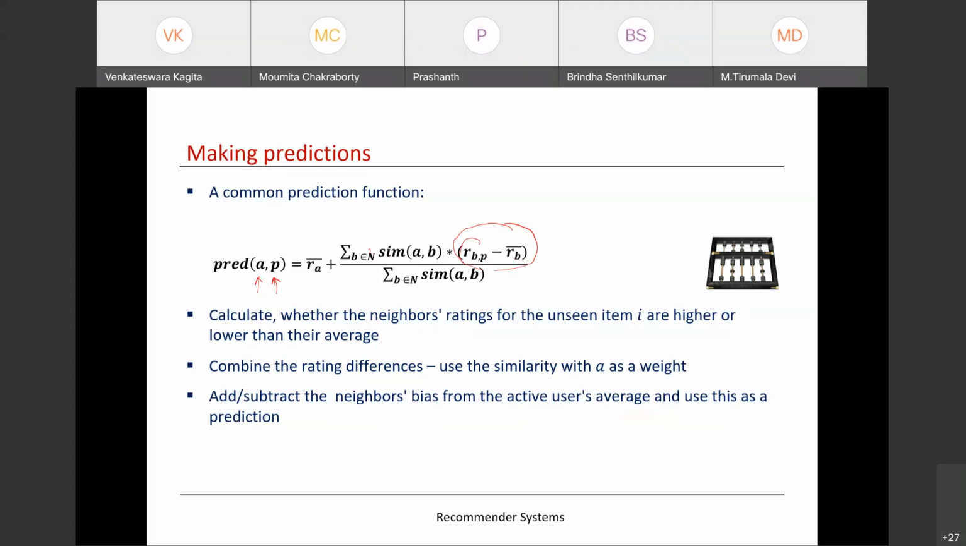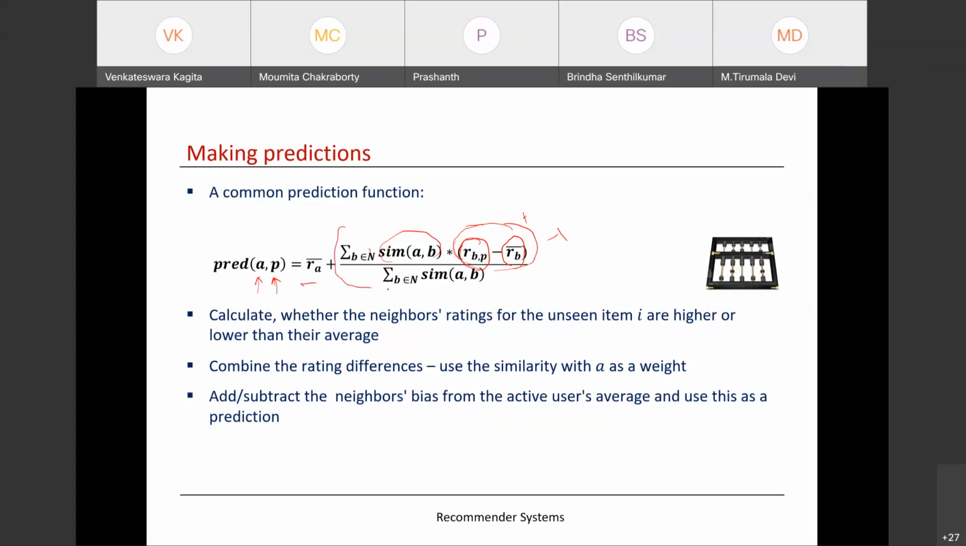This is the neighbor's rating on item P, and we subtract his average from it. If he likes this item, this will be positive. If he dislikes this item, this will be negative. This is multiplied by the corresponding similarity between A and B. If he is highly similar, we give a high weightage to his preference. If he is not that similar, we give low weightage to that neighbor. So we take the weighted rating difference into consideration and add it to the current user's average.